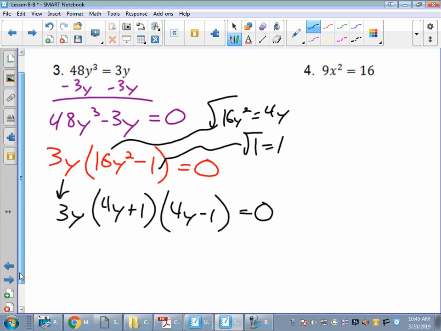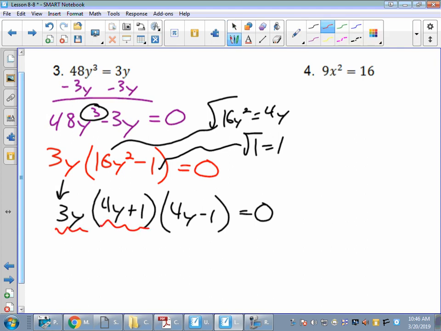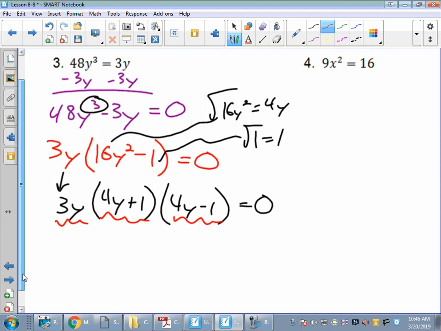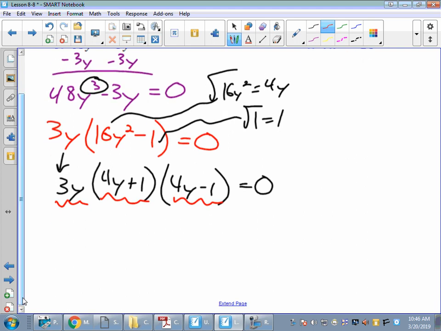So now I kind of have 3 things, and that's where we look at it's 48y cubed here. So I got 3 different factors to deal with. I've got this one of 3y, this one of 4y plus 1, and this one of 4y minus 1. So when we set it equal to 0 here, we've got to do 3 of them.